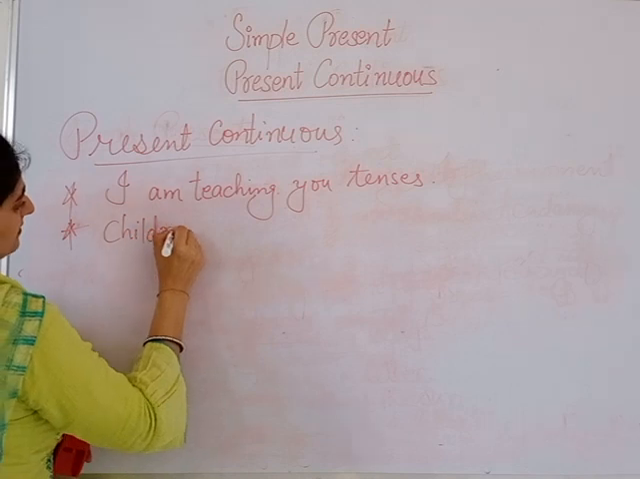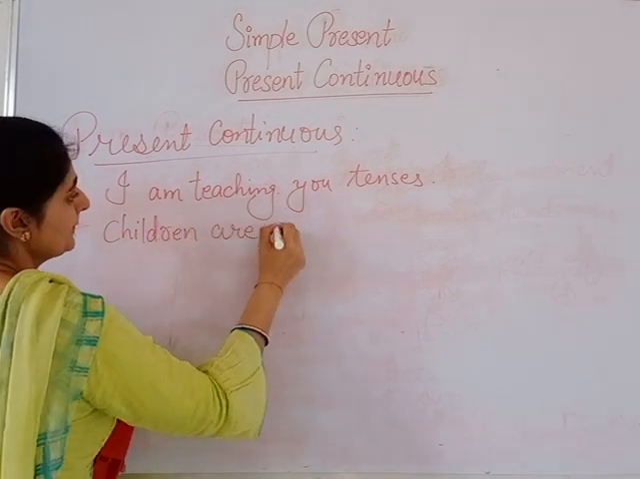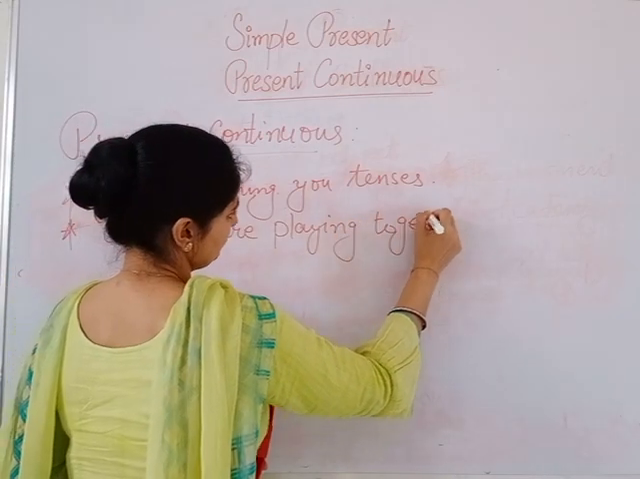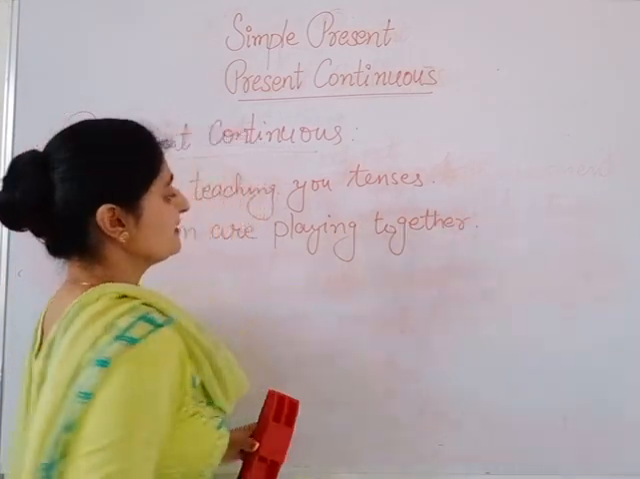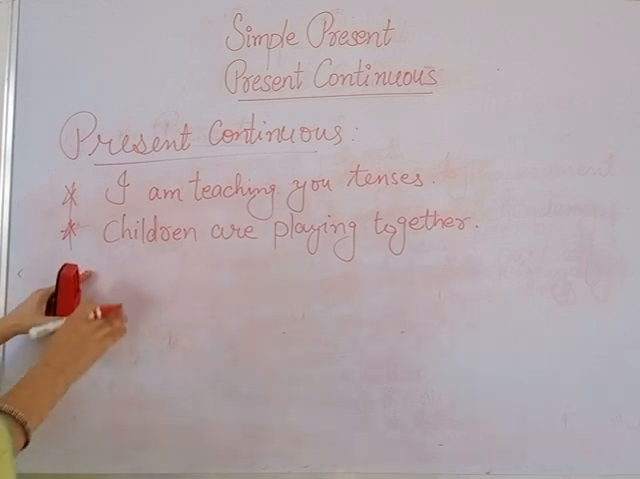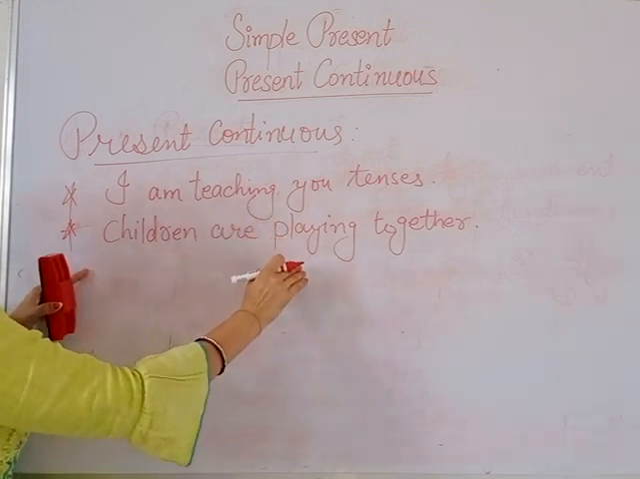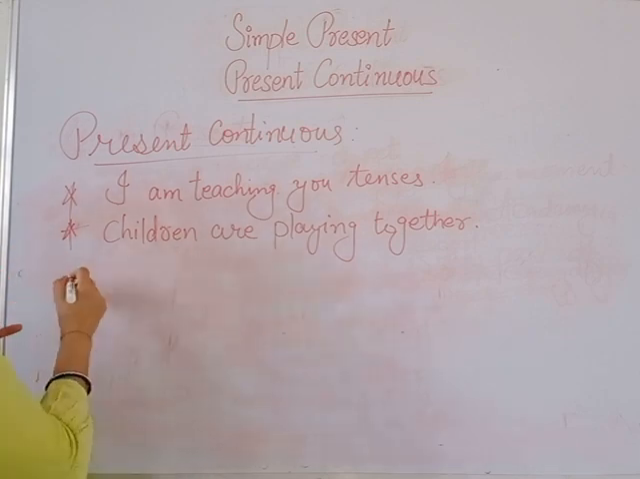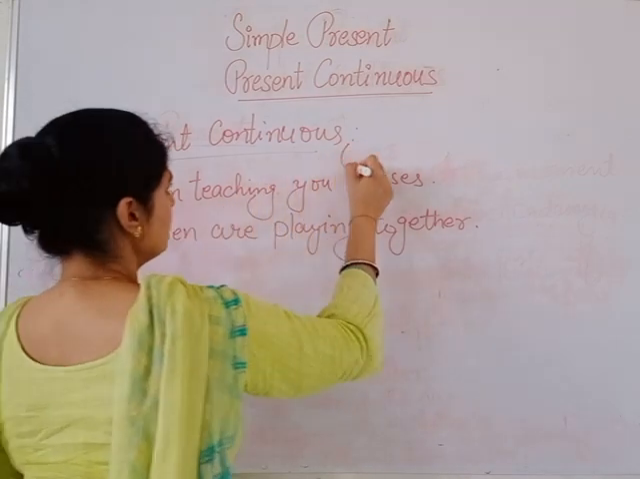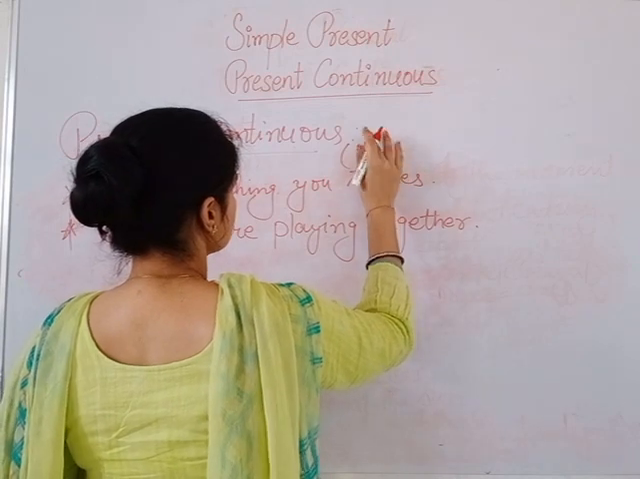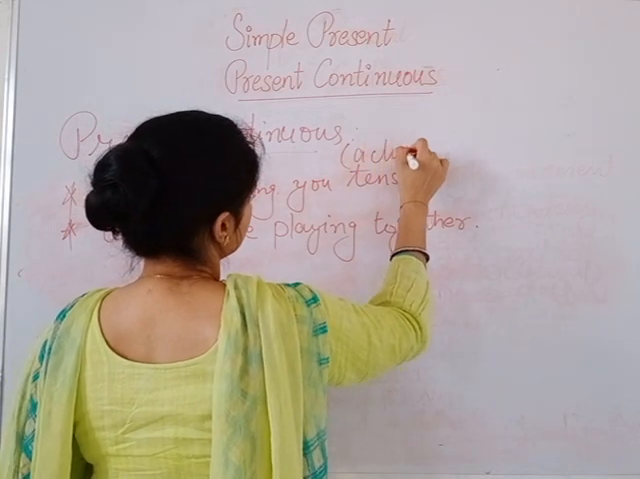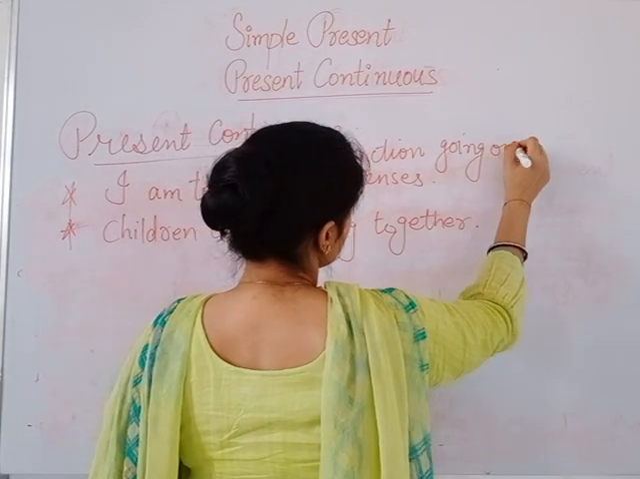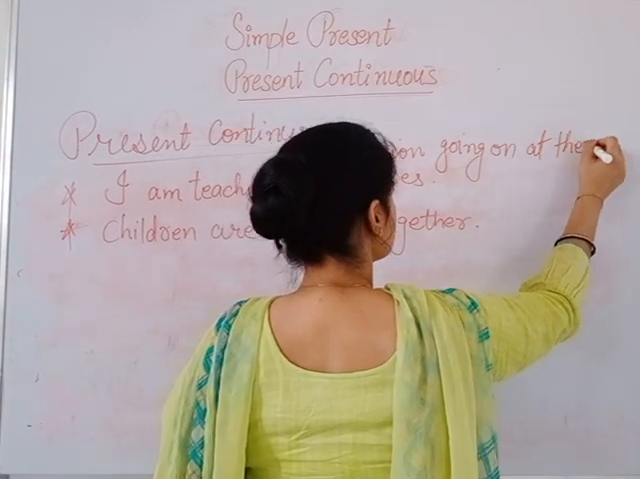Another example I can say, as the children of my locality are playing outside, so I can say children are playing together. Okay, so the action that is going on at the moment, at the very moment, right now it is happening. Okay. I write here, action going on at the moment.